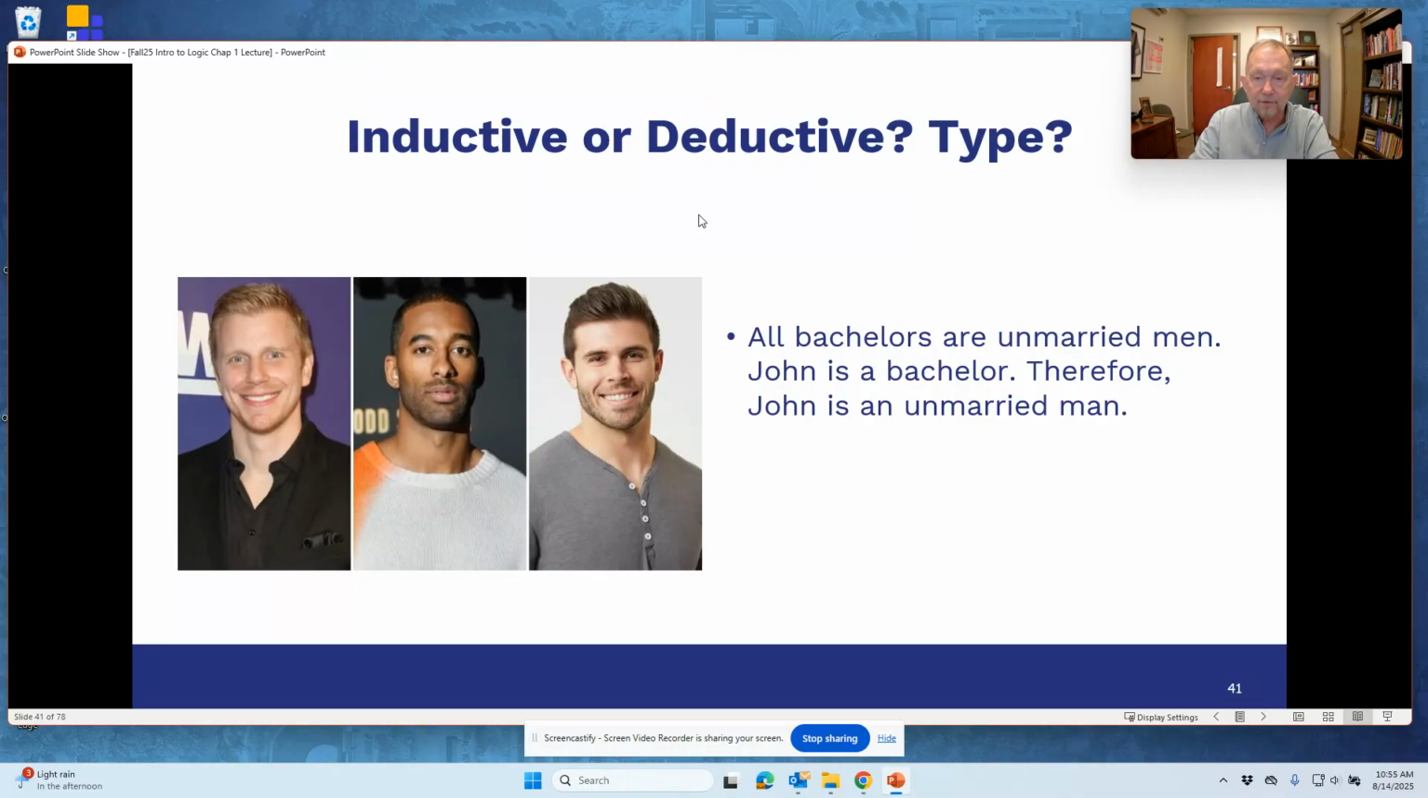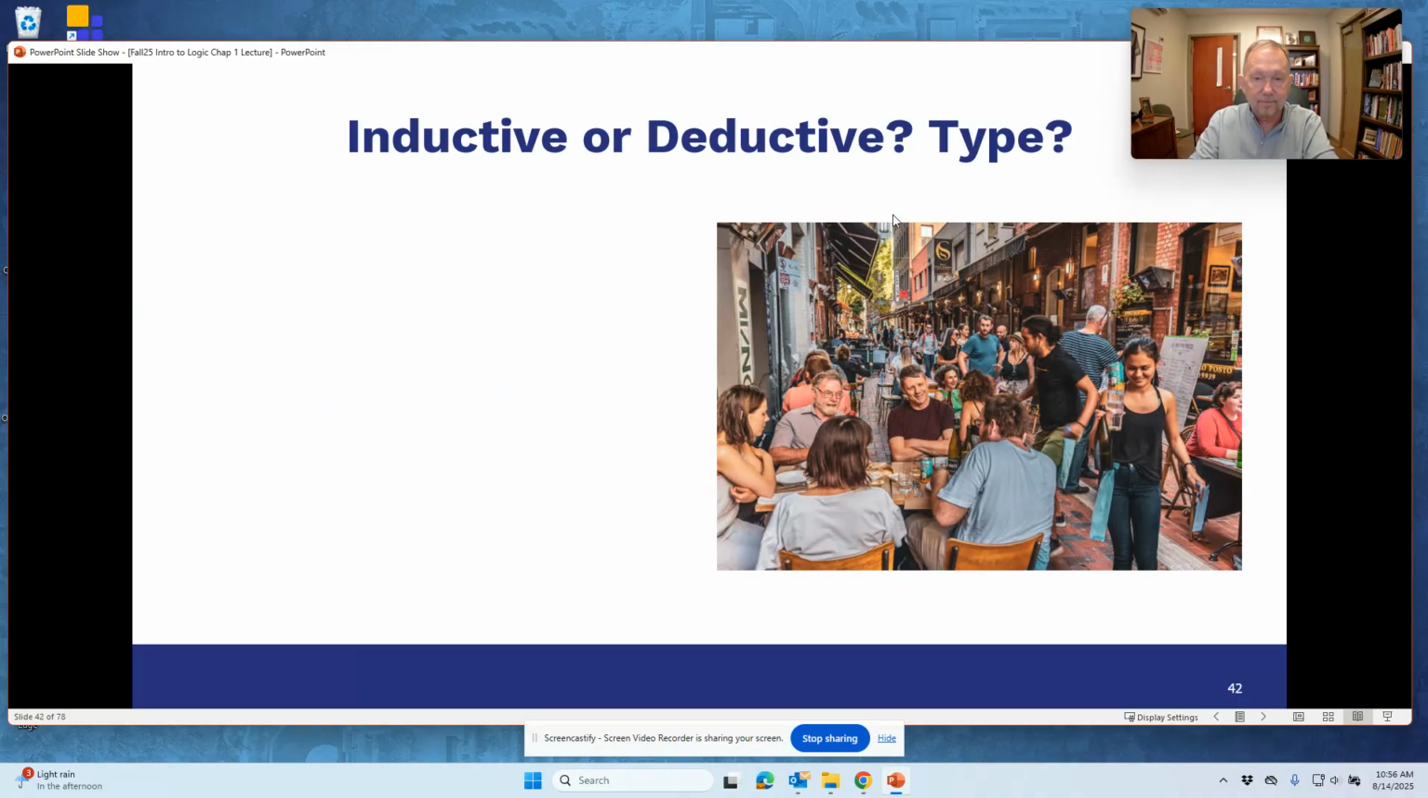All right, all bachelors are unmarried men. John is a bachelor, therefore John is an unmarried man. These premises do naturally lead to the conclusion. So this is a deductive argument and it's definition based. Remember, one of the categories was math, science, definition. This is definition based because it's based on what the definition of a bachelor is.